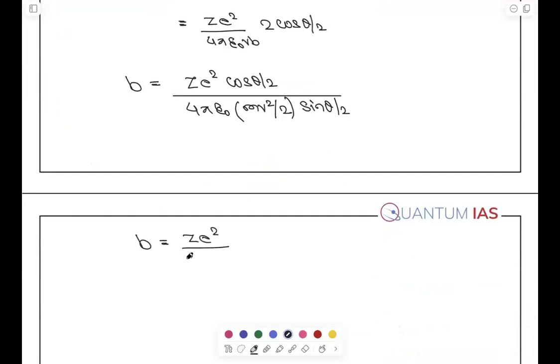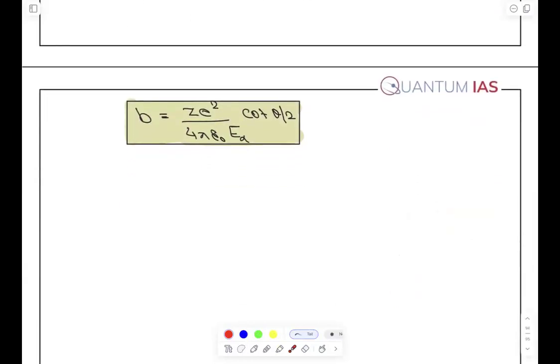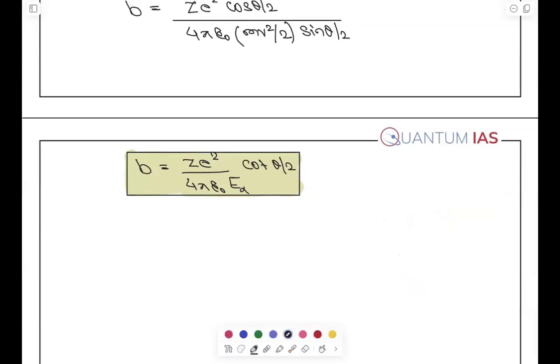So from here I can simply write that b is equal to z e square by 4 pi epsilon naught into E of alpha, the kinetic energy of the alpha particle, into cot theta by 2. What does it mean? Impact parameter is inversely proportional to energy. Also for theta, cot theta is a decreasing graph, yes or no? Everyone has seen the cot graph, it is a decreasing graph, other than tan, which is increasing. So b increases as theta decreases, and b is also inversely proportional to energy. The more energetic it is, the less the impact parameter will be.